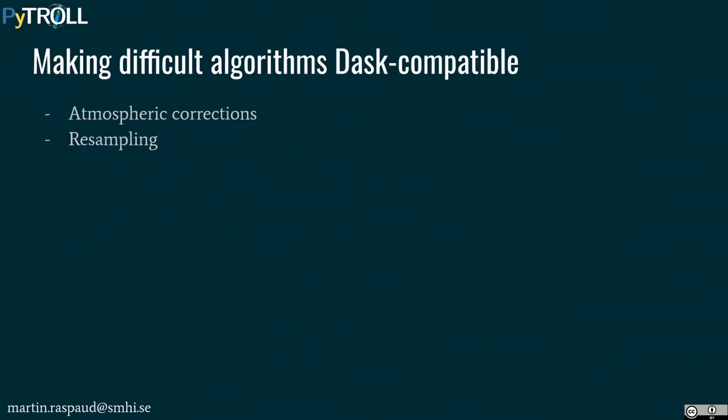The performance boost that is shown in the previous slide was made possible because Dask has a lot of things working in parallel out of the box. However, some difficult algorithms are not immediately Dask compatible. So in order to boost things further, we had to make some algorithms Dask compatible. Atmospheric corrections was one of these algorithms we had to adapt to Dask. Resampling is another one. The resampling algorithms are not adapted to Dask yet, but we are making very good progress, and the preliminary results of performance are very encouraging. We hope to bring this to the public in the coming year.